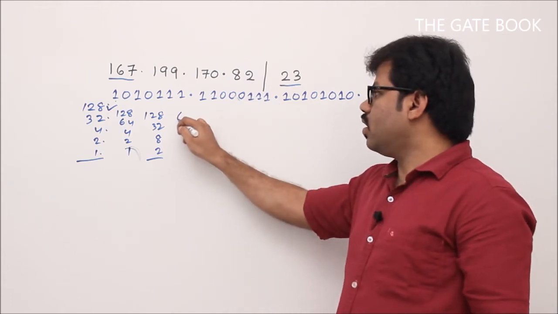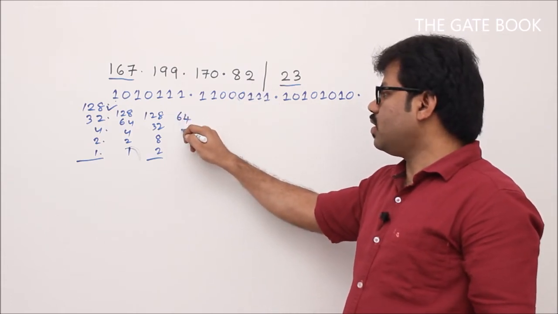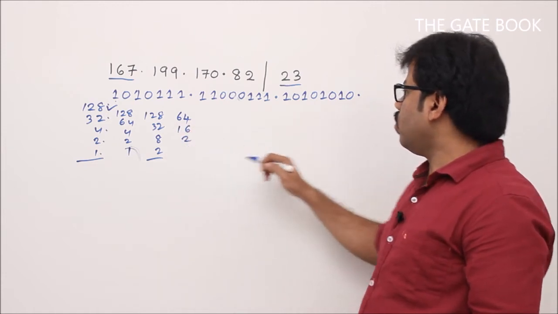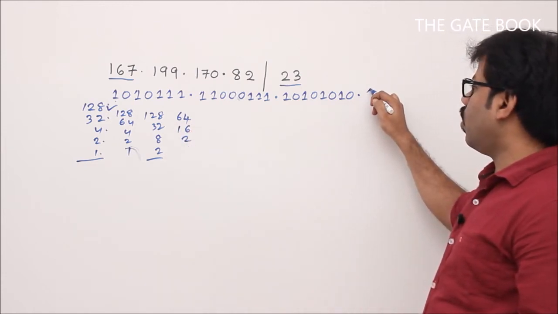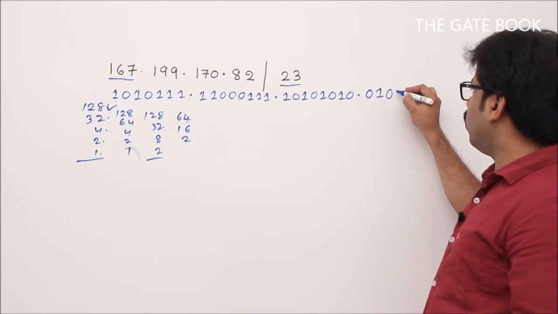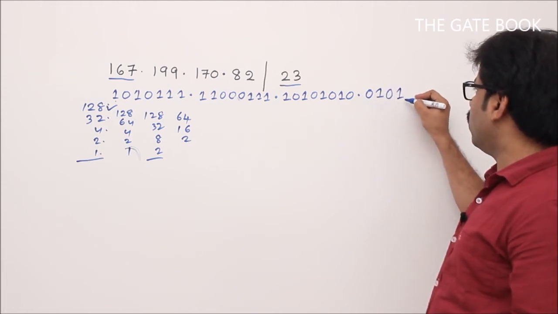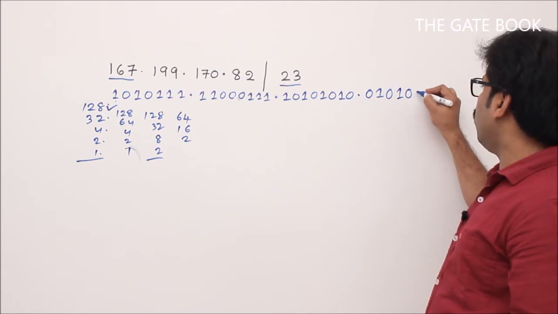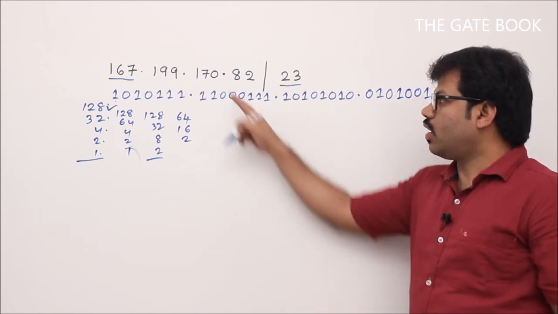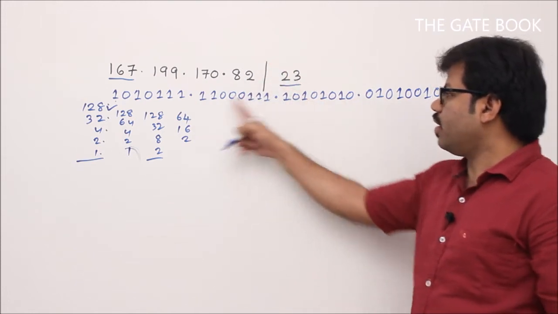82 is nothing but 64 plus 18. 18 is nothing but 16 plus 2. So we write it like this: 0, 1, 0, 1, and after that 0, 0, 1, 0, right? So finally we got the IP address in binary pattern.